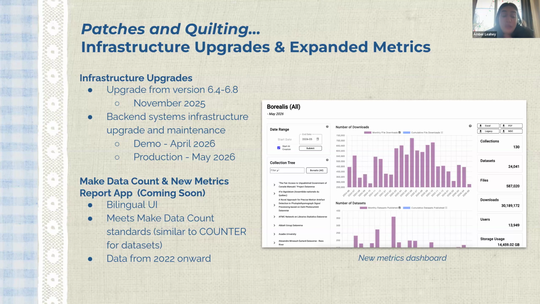We're also developing a new metrics app for Borealis to enable metrics by collections in a dashboard. And this new dashboard will allow for incorporating Make Data Count, which is a new metric type that we're incorporating into our Borealis infrastructure and have been tracking for some time, but haven't released it in a tool or in the user interface yet. So Make Data Count is similar to Counter, but for data sets, and it includes views, downloads, and citation counts. So we're currently incorporating and building that into the new metrics app.